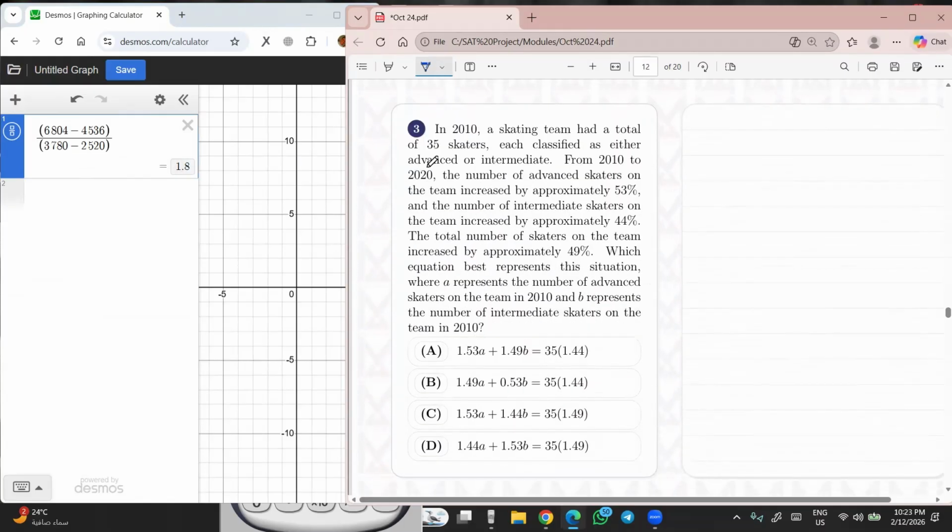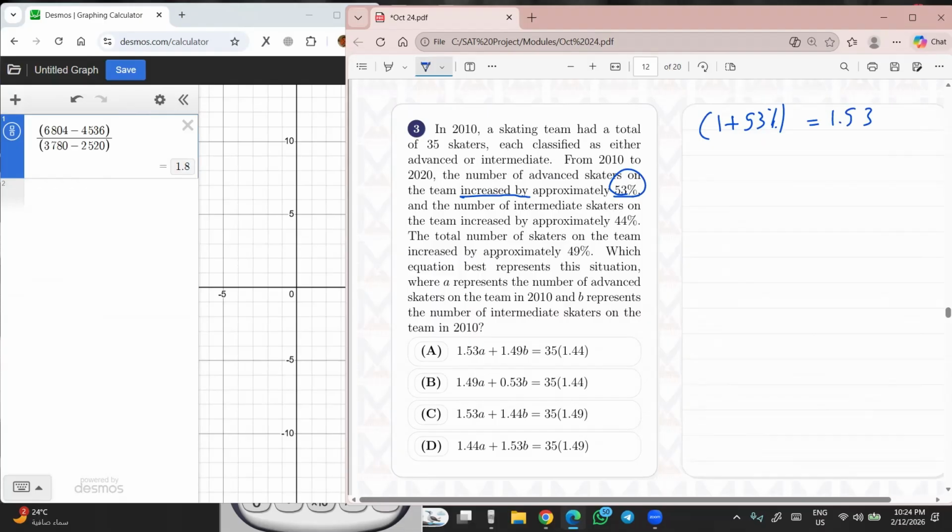Question number 3. In 2010, a skating team has a total of 35 skaters, each classified as either advanced or intermediate. From 2010 to 2020, the number of advanced skaters on the team increased by approximately 53%. So whenever you see the word increased by followed by a percentage, this is written like this: 1 plus 53%, which means 1.53. That's how to write it.